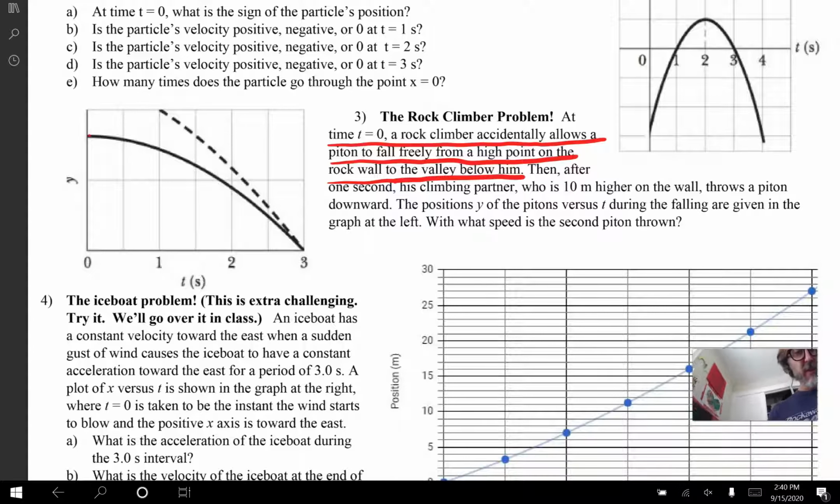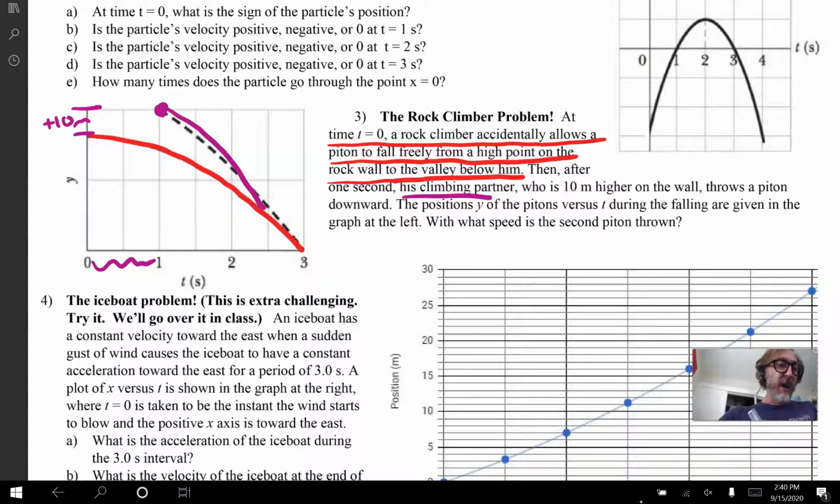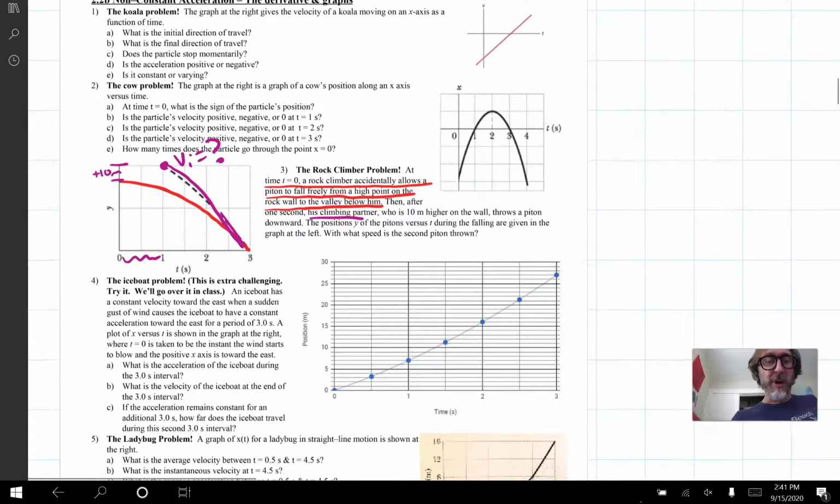It looks like this is the graph for the first guy, and then the partner says he's 10 meters higher up, so that's why the starting position is an extra 10 meters higher, and notice the graph doesn't start until 1 second later. So here's the graph for the partner, the purple one. What we want to figure out is the initial velocity for this purple one. Here is how I would probably go about this.